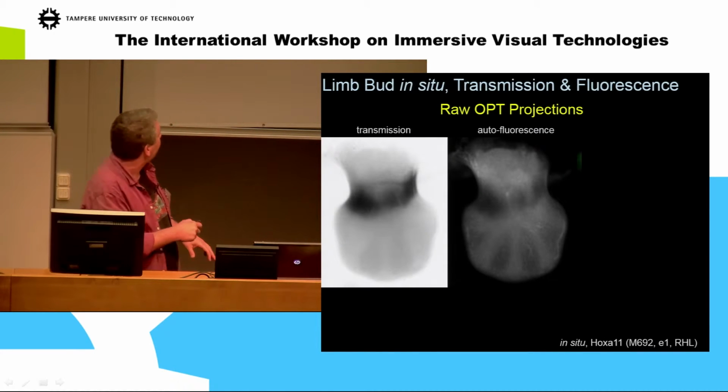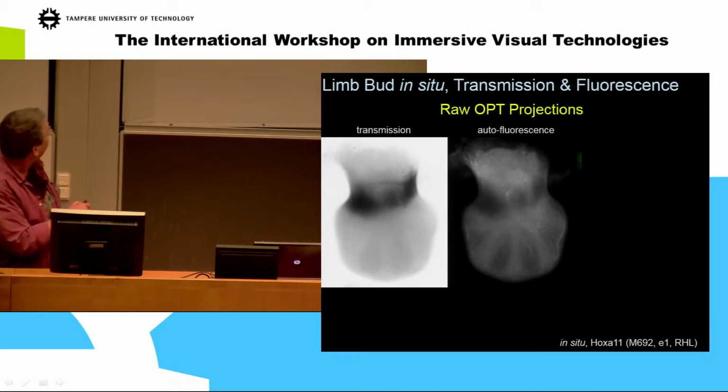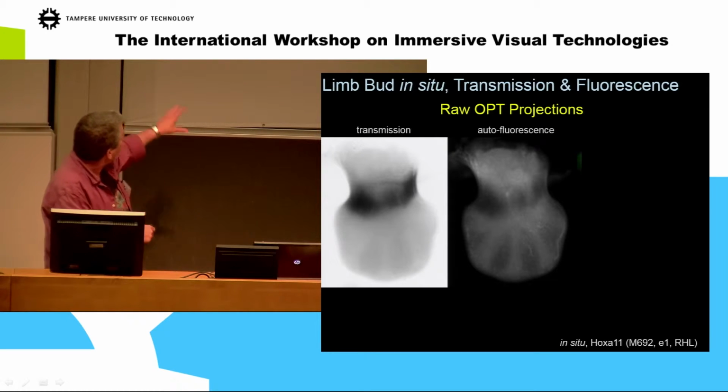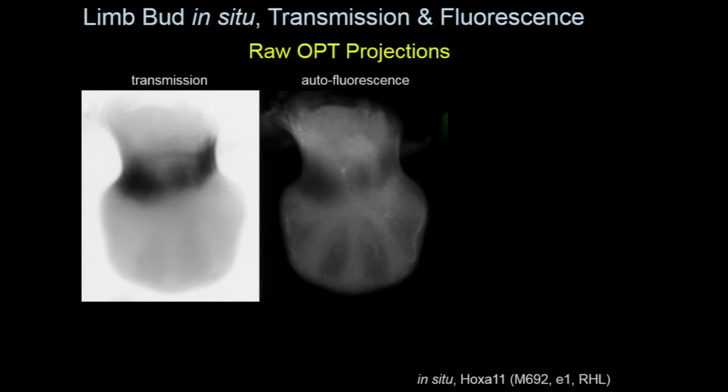So now this is zooming in on a limb bud. This is the transmission image. There was an in situ staining for HOXA11 in this case, which is this dark stain here.